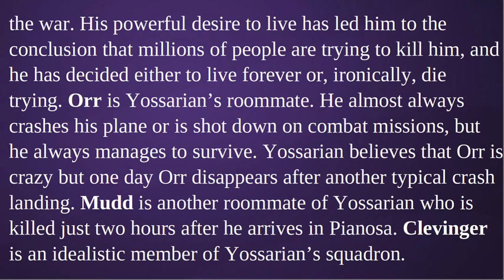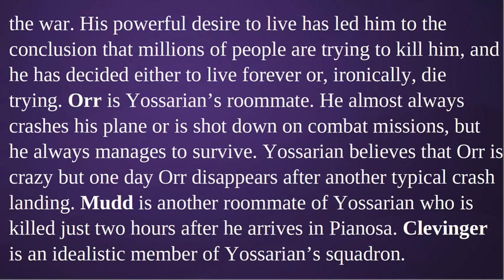Orr is Yossarian's roommate. He almost always crashes his plane or is shot down on combat missions, but he always manages to survive. Yossarian believes that Orr is crazy, but one day Orr disappears after another typical crash landing. Mudd is another roommate of Yossarian, who is killed just 2 hours after he arrives in Pianosa.